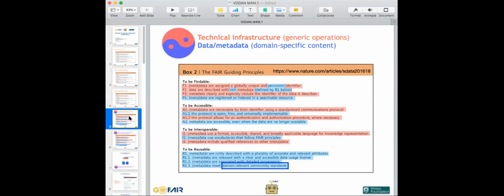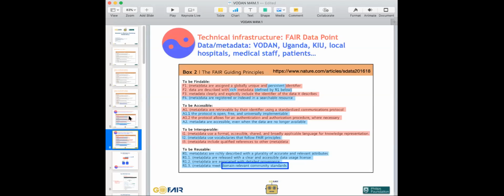Maybe another way of looking at this is to say that some of these principles are very generic in what they refer to, very generic data operations. I'm coloring those red here, so that's technical infrastructure. The blue regions are the domain relevant or community specific principles. It's the blue areas that will be the focus of metadata for machine workshops, and the red area will be the focus of the actual FAIR data point as a technical platform, an infrastructure that Luis will talk about on Thursday.